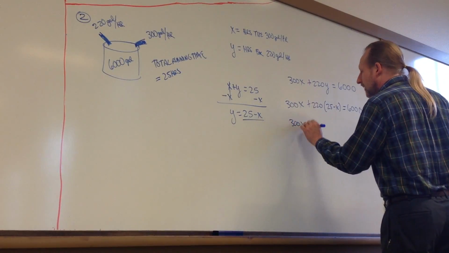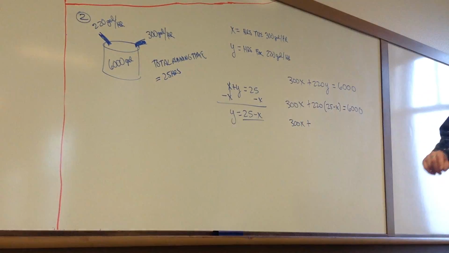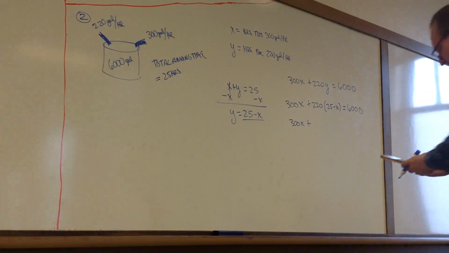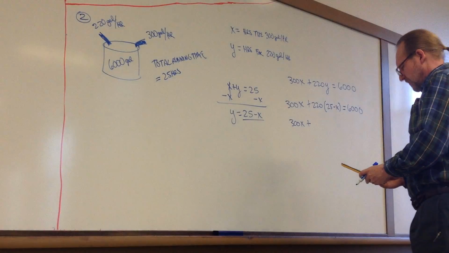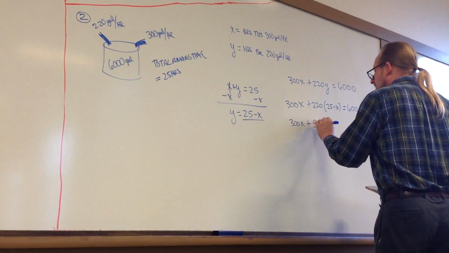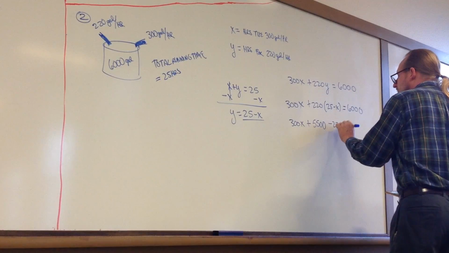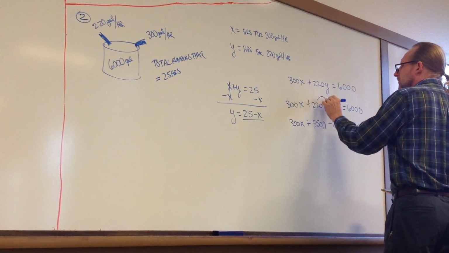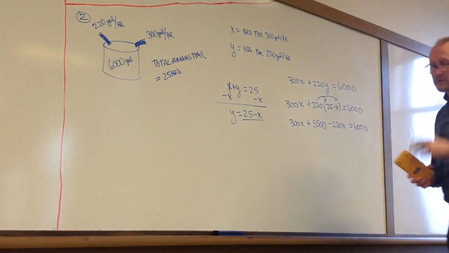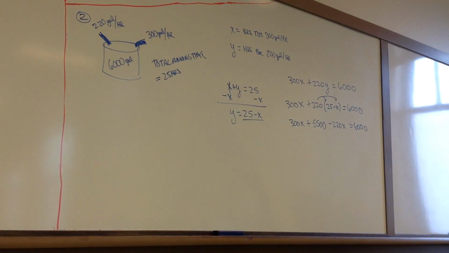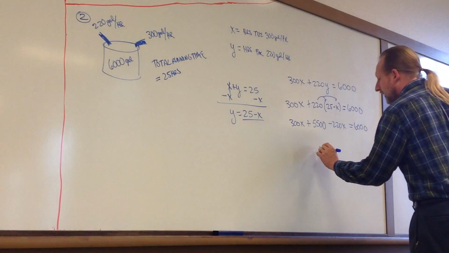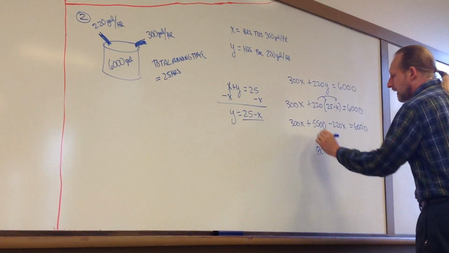This will be 300x, 220 times 25, I think that's 5,500. So 5,500 minus 220x equals 6,000. We just had to distribute that 220 into the parentheses there. Now I'll combine the like terms here. 300x minus 220x leaves us with 80x.